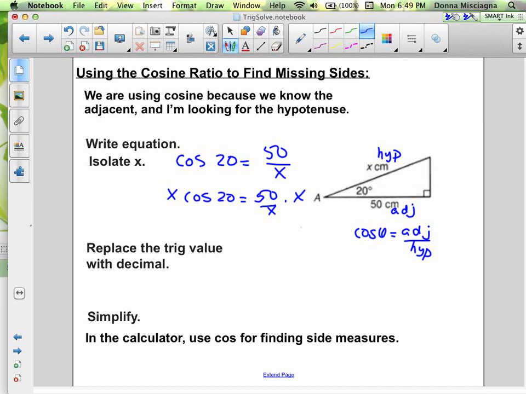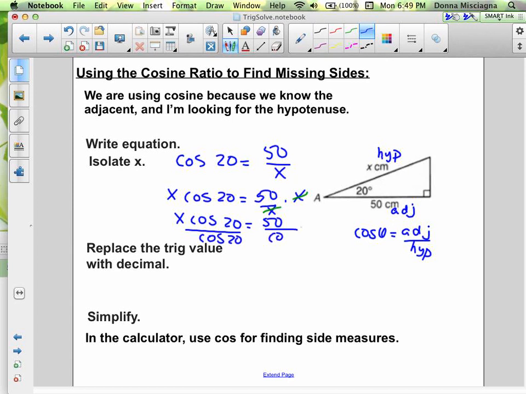Right, so you guys think smart. Now it's all about thinking smart when we're solving here. The x's cancel out, and now my x is no longer in the denominator, so now I can solve. I can't solve for it in the denominator. So we have x cosine 20 equals 50, but now we have a number being multiplied by x, so let's divide both sides by cosine 20.